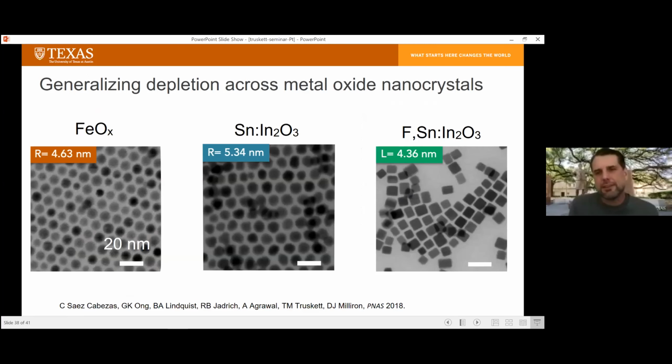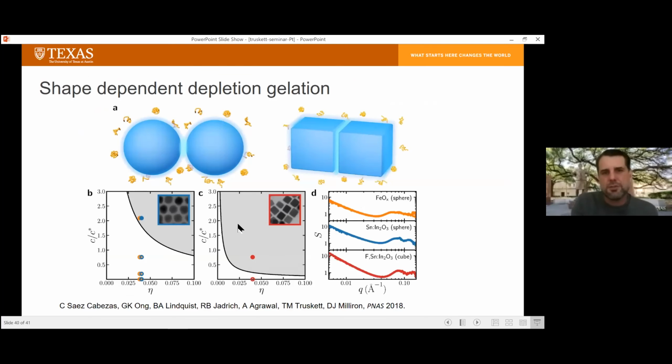So in general, you'd like to know if this is a platform that you could use for nanocrystals of different compositions, different shapes, etc. So we had a paper that explored that in more detail, and in particular looked at the shape dependence. Here I'm just showing you one example. On the left-hand side, spheres; on the right-hand side, cubes. Of course, from the theory perspective, cubes would have stronger depletion interactions just because of the effectiveness of excluding the depletants when you bring two faces together. And so just as the theory would predict, we actually get gelation in the system with cubes at lower polymer concentrations than you would get in the system with spheres.